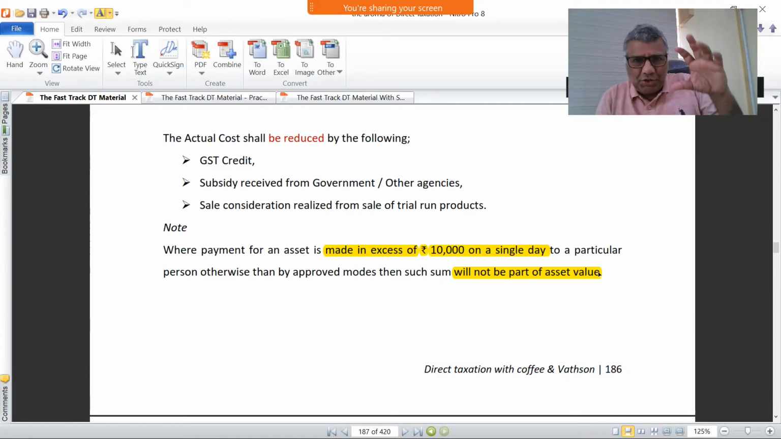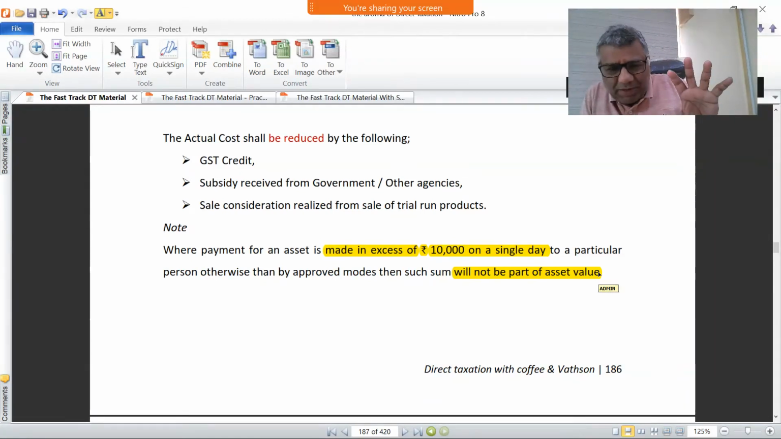Okay, so addition, all expenses will be forming part of addition. Forex fluctuation between the date of purchase and date of settlement, date of purchase and date of payment, will also be adjusted. Increase means increase, decrease means reduce. Subsidy for depreciable asset should be adjusted with the cost of the asset. Fine.